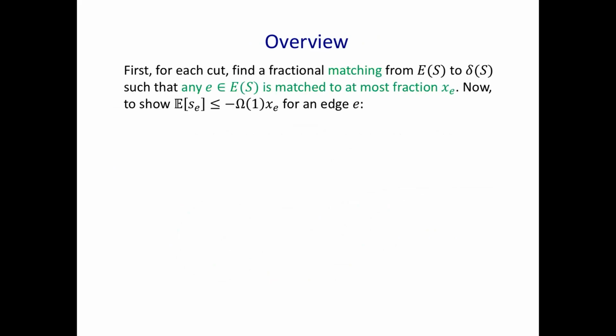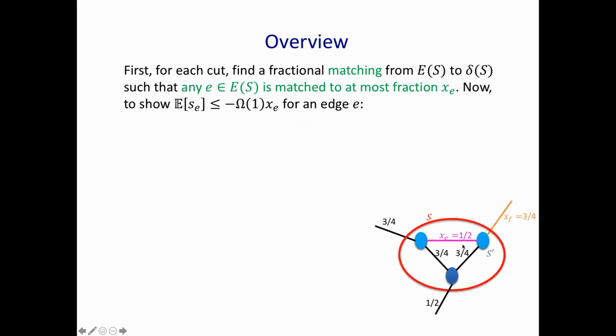Okay, so now I'll formalize our approach even a bit more. So first, for every set S in the hierarchy, we will find a fractional matching from the edges inside of S to the edges in the cut, the edges going higher, such that no edge is matched to more than its fraction. So for example, this purple edge E is matched to 1/2 of the value of the orange edge F. And in this way, we have a kind of one-to-one matching from edges that stay at level I to edges that go above level I.